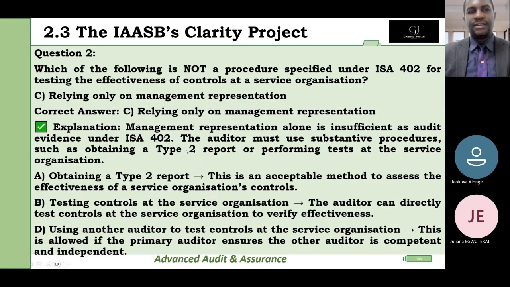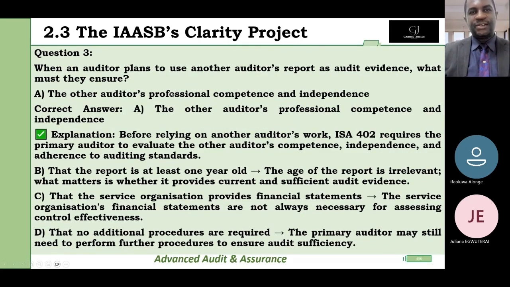Nice one. So, number 2, they got it too. Which of the following is not a procedure specified under ISA 402 for testing the effectiveness of controls? C, correct answer. Management representation alone is insufficient as evidence under ISA 402. Okay, correct. All right, number 3. When an auditor plans to use another auditor's report as evidence, what must they ensure? Correct. Everybody got it. A. Before relying on another auditor's work, ISA 402 requires the primary auditor to evaluate the other auditor's competence, independence, and adherence to professional standards. Nice one.